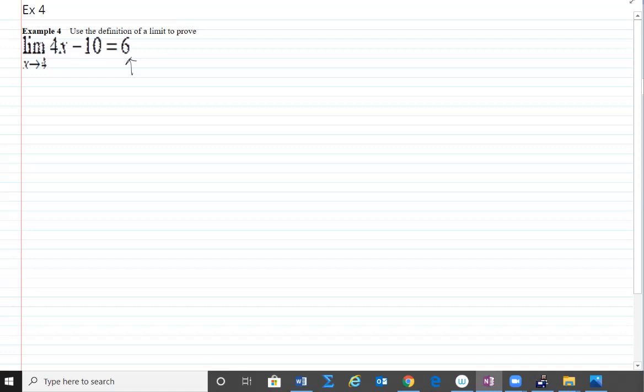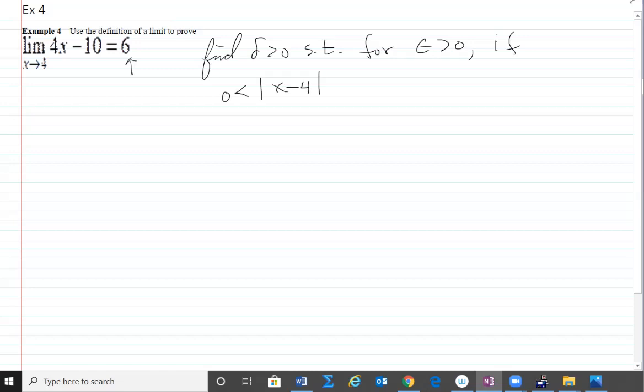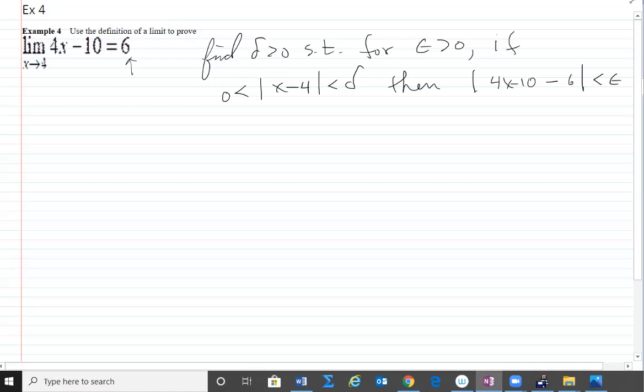So what we have to do is this. We have to find a delta greater than 0 such that for any epsilon greater than 0, if we have this condition on x, this is our window, then we'll have this condition on our function, 4x minus 10 minus that 6 will be less than epsilon for any epsilon.